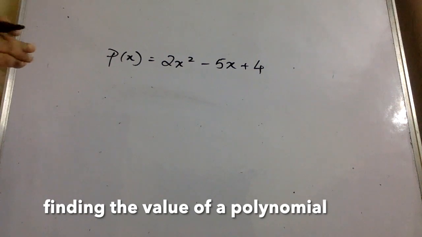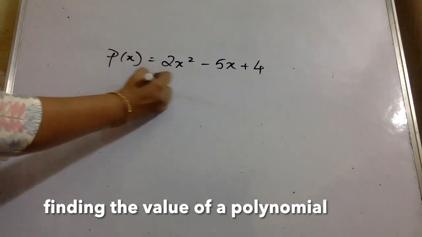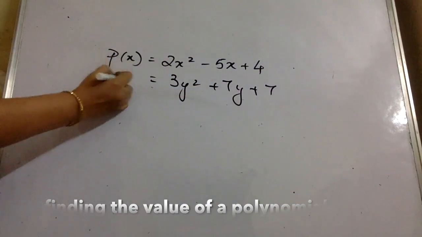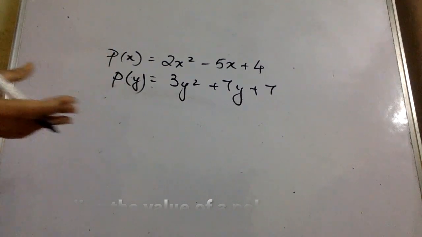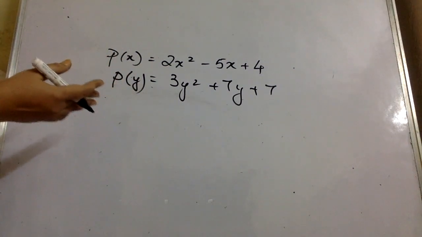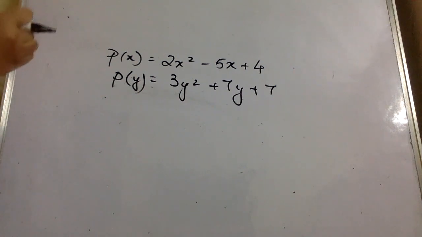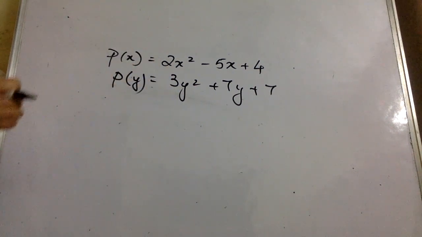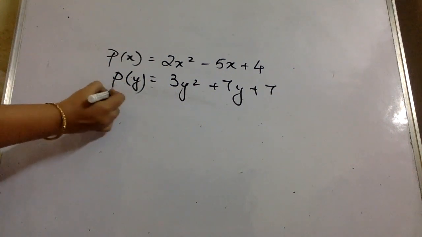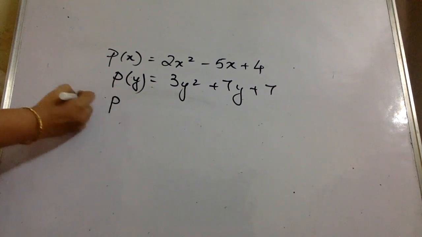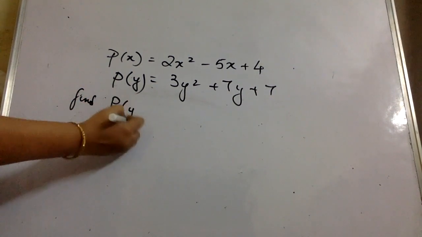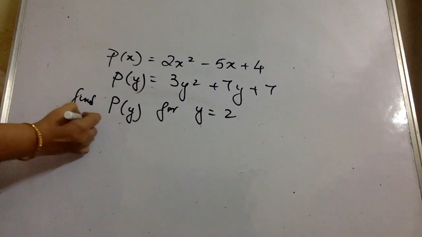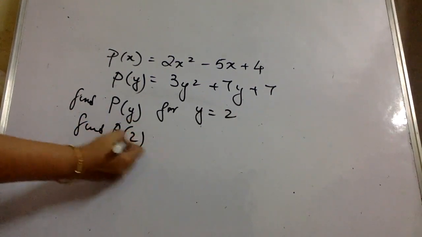Now if supposing I have 3y square plus 7y plus 7, something like that, then I would have written this as a function of y. This is just a representation of this polynomial. Now supposing I put p here, and they are asking me to find p(y) for y is equal to 2, or they can even just say find p(2), and they give you this equation.